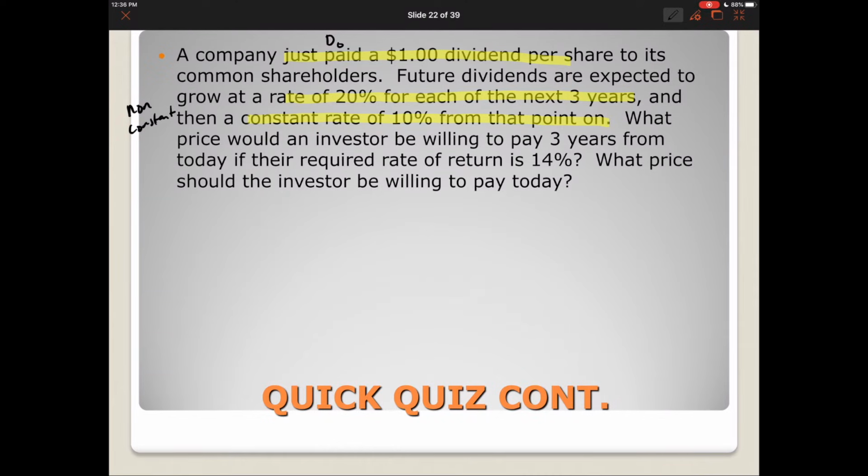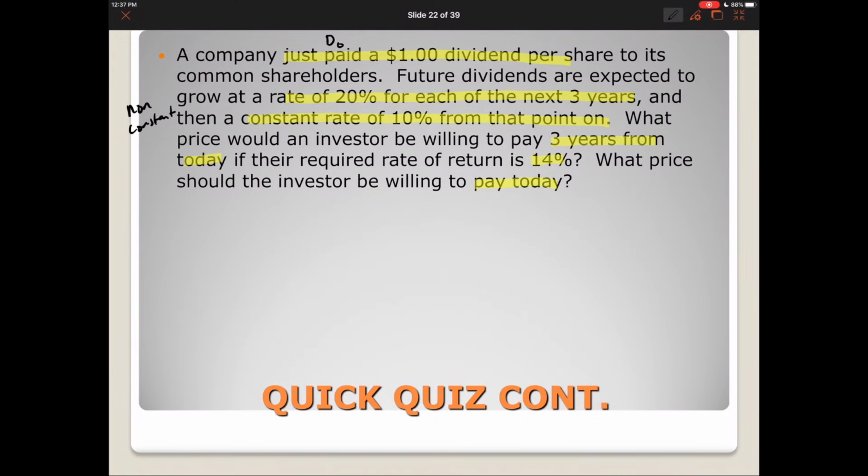So it's not constant from this point moving forward. It's actually growing at one rate for the first couple years before it settles into constant growth. And then they want us to know what price an investor would be willing to pay 3 years from today if the required return is 14%, and then what they would be willing to pay today.